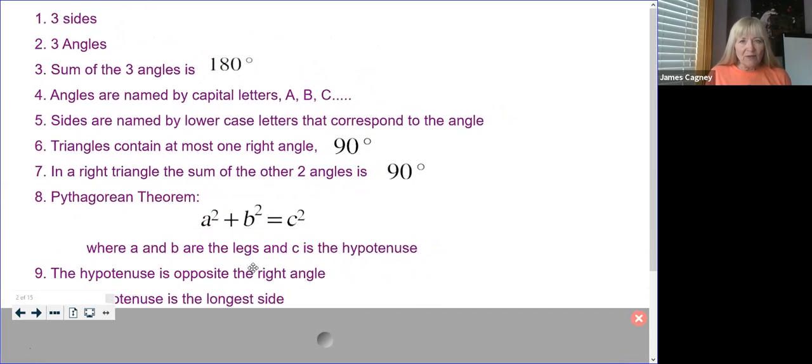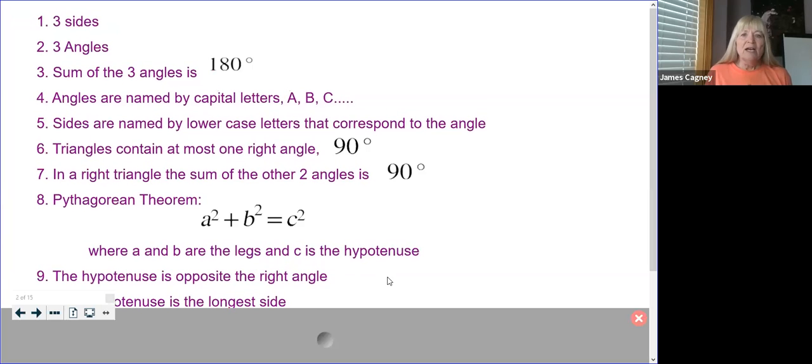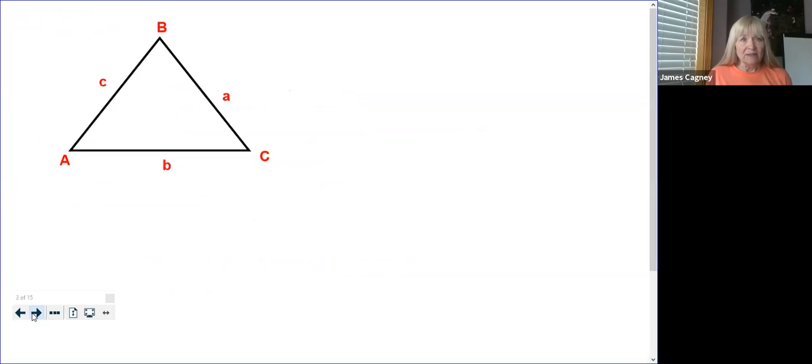So there's a lot of other things we could have said. I'm going to add to this list as we go on, but here's at least 10 things that you could have written down about triangles. You could have talked about equilateral triangles, equiangular triangles, isosceles triangles, and we'll get to those. There are more than 10 things that you know about triangles.